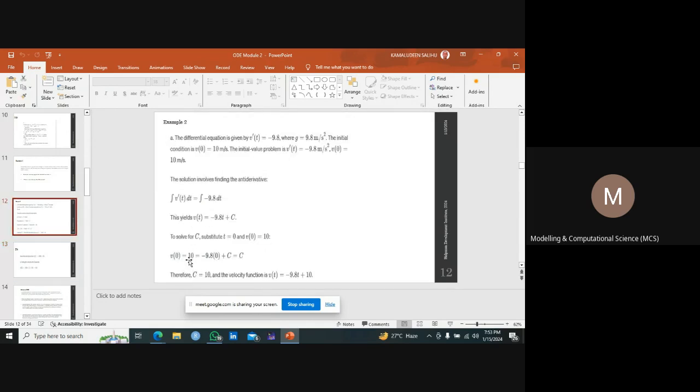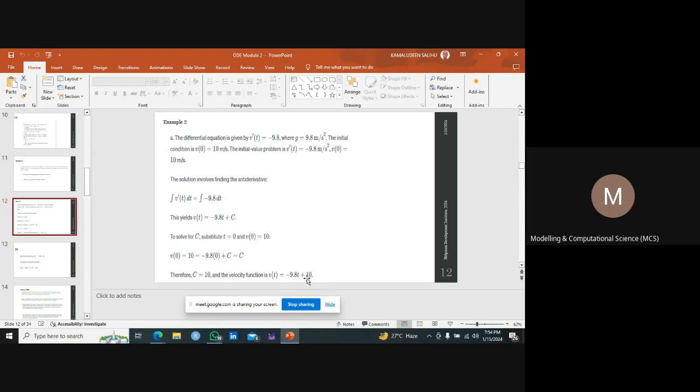So you have v of 0 to be 10, which is equal to negative 9.8 times 0, that is the t, multiplied by 0, you have 0. Then c will just be equal to 10. And the velocity function, v of t, from the initial problem, yields v of t equal to negative 9.8t plus c. So from there, when you substitute the value of c back, we have c equal to 10.